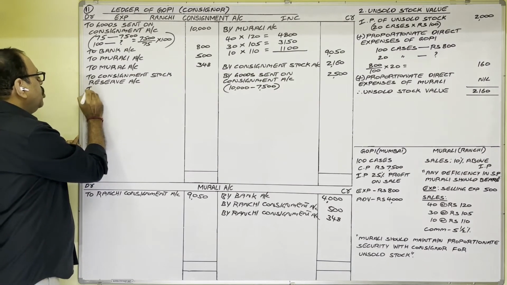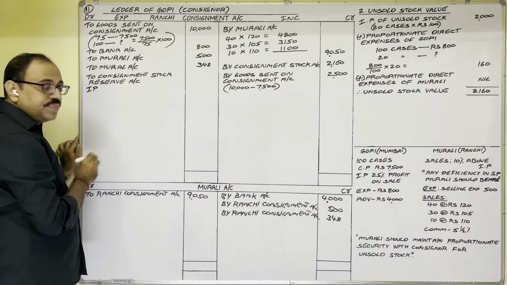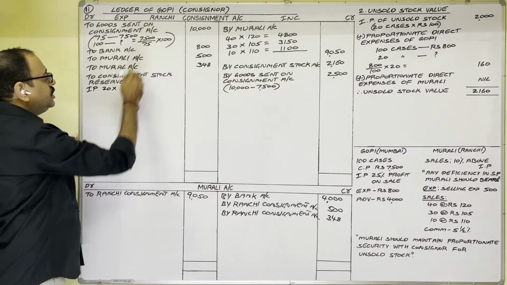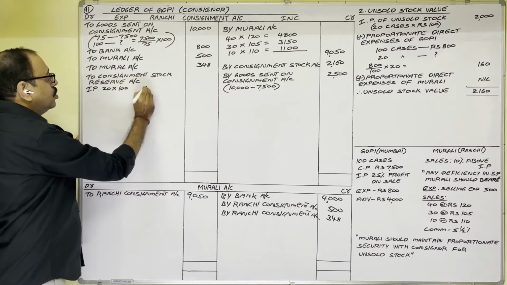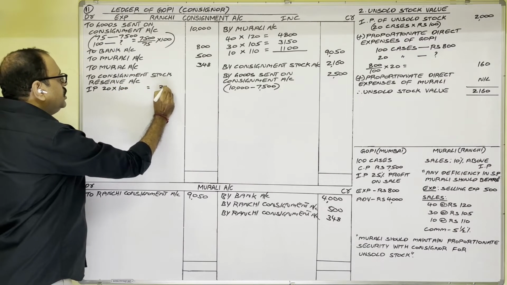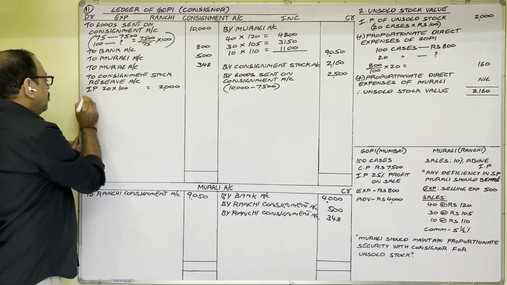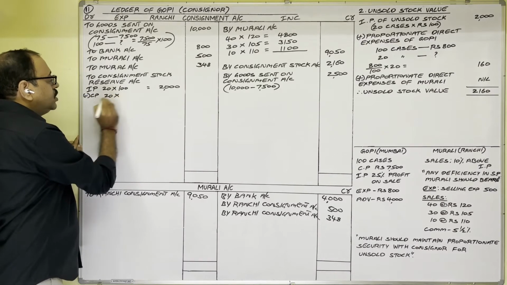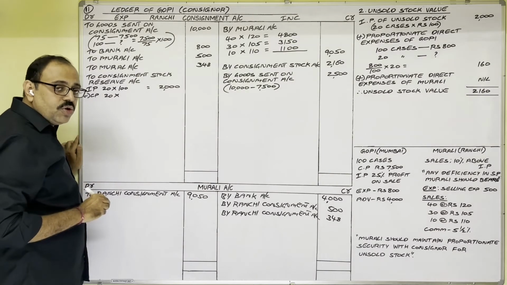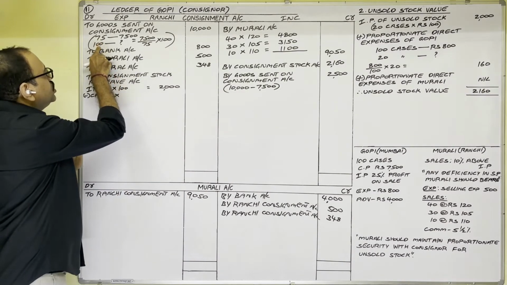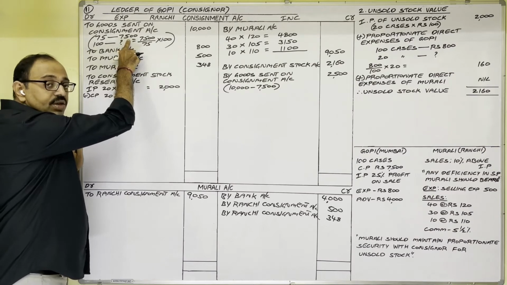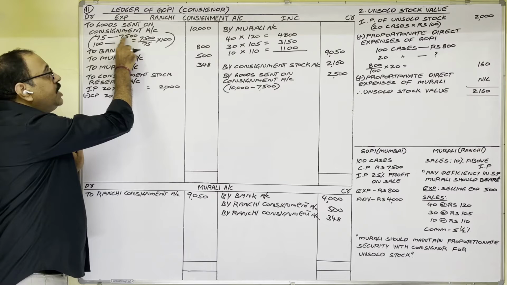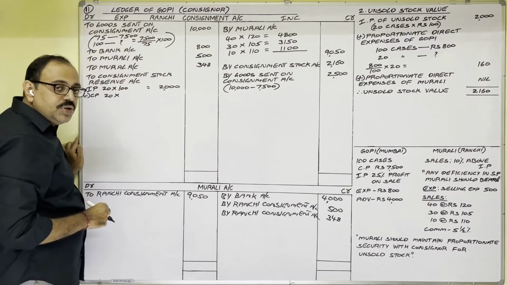Therefore, unsold stock invoice price we should take. Unsold stock 20 cases, one case invoice price is 100 rupees. So unsold stock invoice price is 2,000 rupees minus cost price of unsold stock. 20 cases into one case cost price is how much? 100 cases cost price is 7,500, given in the question only. So one case cost price 7,500 divided by 100 is equal to 75 rupees now.